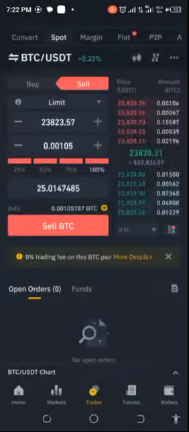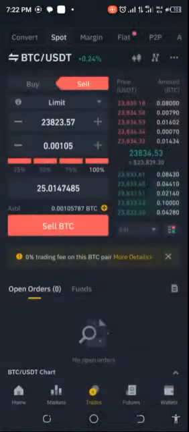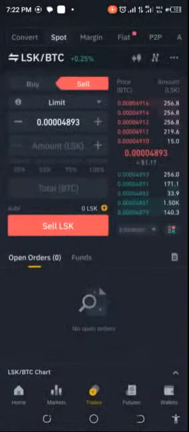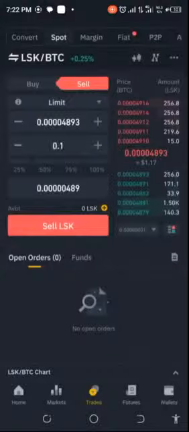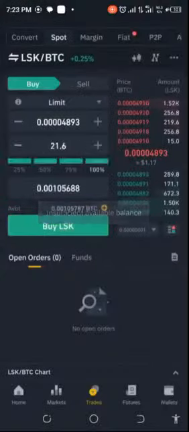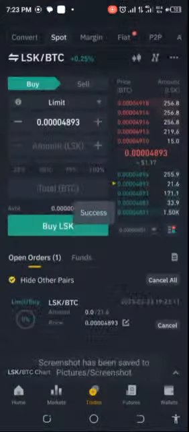So this is like $25 worth of BTC. Let's go quickly and do this transfer. We're actually going to LSK BTC. What I want to do now is purchase LSK. I'm buying. I want to buy 100% worth of that, so that will give me this amount. Then I'll go ahead and click on buy.